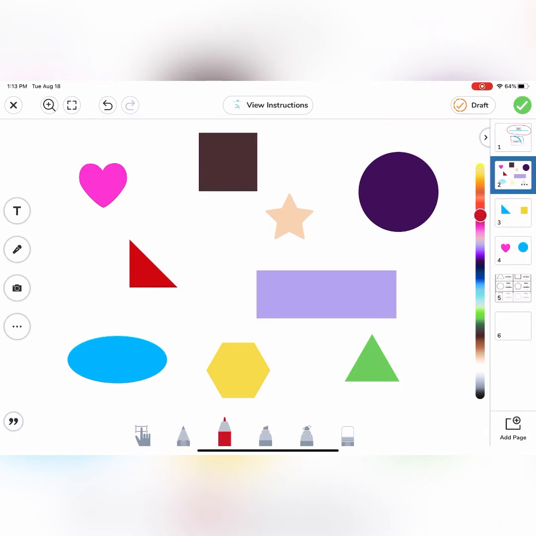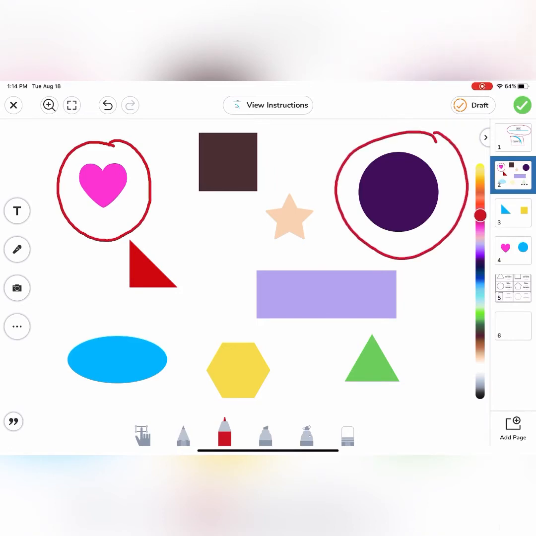We're going to circle all of the shapes that have curves with our red pen. Which shapes do you see that are made with curves? I see a heart. What else do you see? I see a circle. And there's one more shape. Do you see it? An oval. All three of these shapes are made with curves. They have no straight lines, and they're only made with bendy lines or curves.